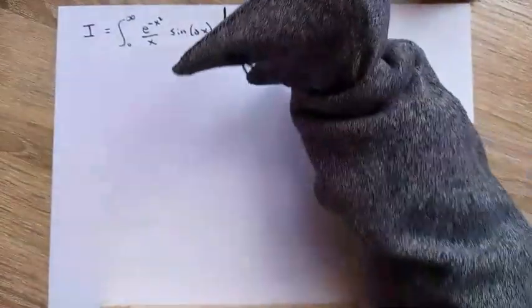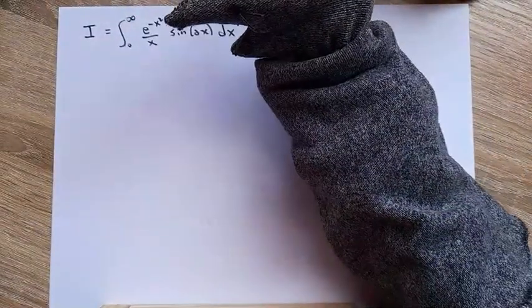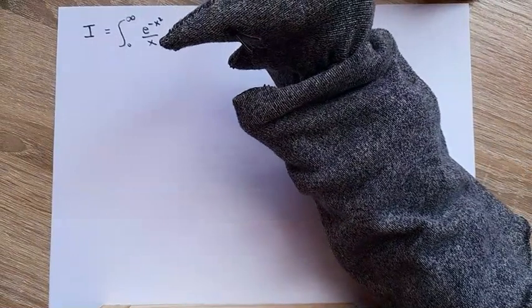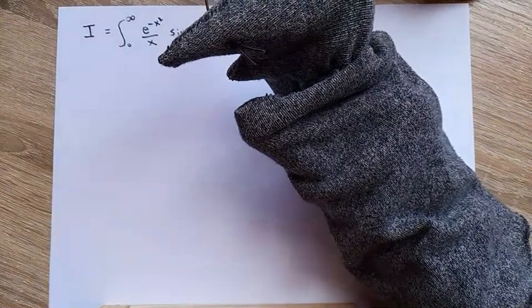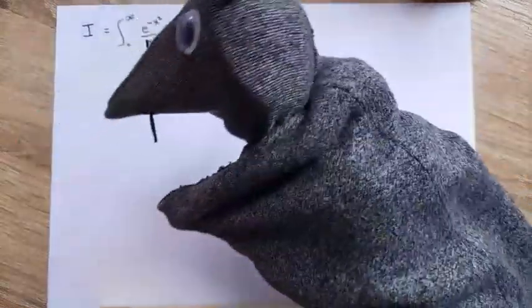Today I want to solve this integral: the integral from 0 to infinity of e to the minus x squared over x times sine of ax dx. So let's get to it.